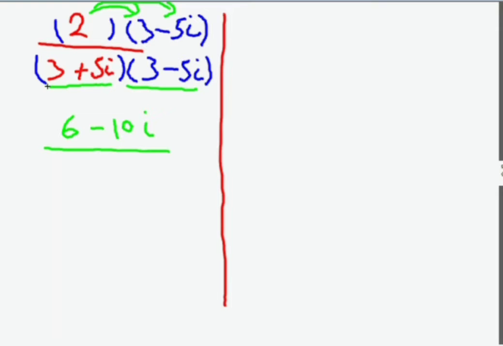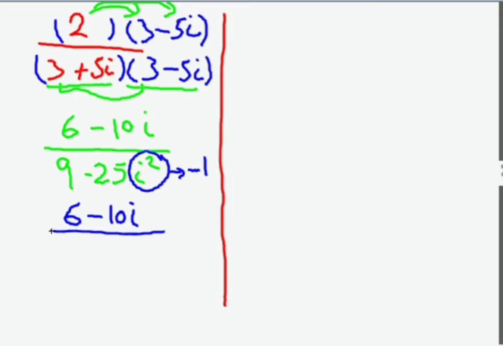That's a perfect square with no middle, so you can multiply the first two numbers, which is going to be 9, then minus 5 times 5 is minus 25 i squared. And a small refreshment, i squared is always equal to, who remembers, yes, negative 1, so you're going to replace the i squared by negative 1. So you get 6 minus 10i, the numerator, over 9 plus 25. Now plus 25 because we replaced the i squared by negative 1. So negative 1 times negative 25 is positive 25.